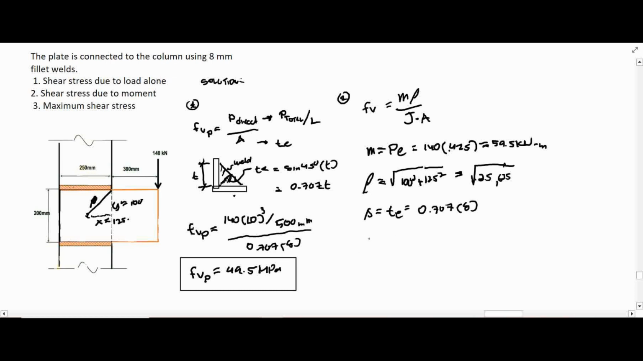And our polar moment of inertia J is I sub x plus I sub y. But then we have the inertia along the y.